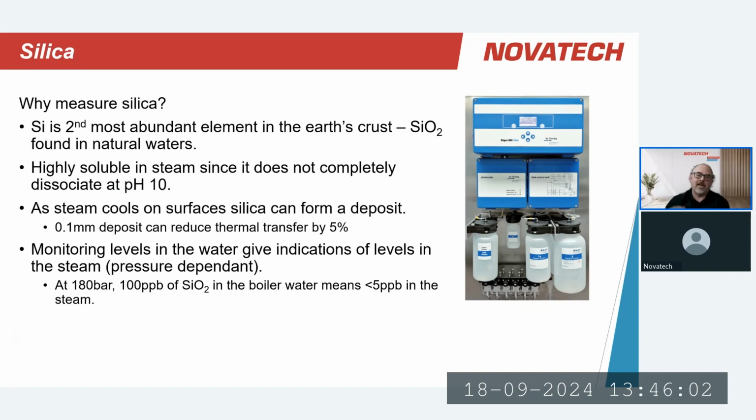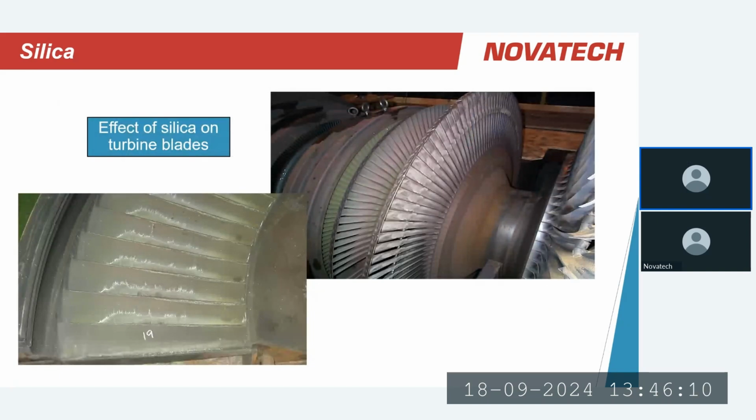The steam travels to, in the case of power generation, our turbine. At the turbine, it will deposit on the cooler turbine blades and form a layer of silica on the turbine blades. And that can be very bad.